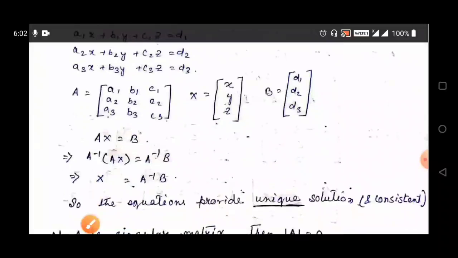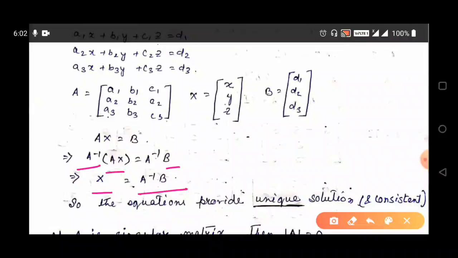Now we will pre-multiply AX and B by A inverse. If we multiply like this, then we will get X = A inverse B.